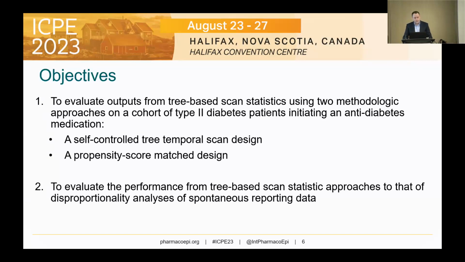The first was to run two separate study designs using tree-based scan statistics in a cohort of type 2 diabetes patients initiating an anti-diabetes medication. And second was to evaluate the performance from our tree-based scan statistics relative to that of a disproportionality analysis using spontaneous reporting data. So how did we do this?